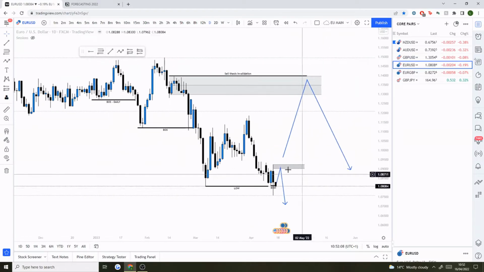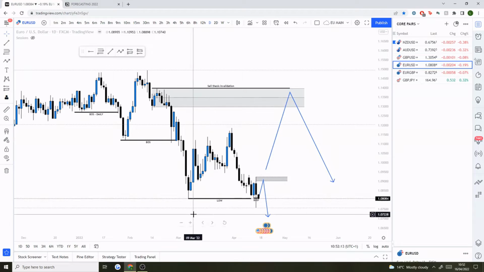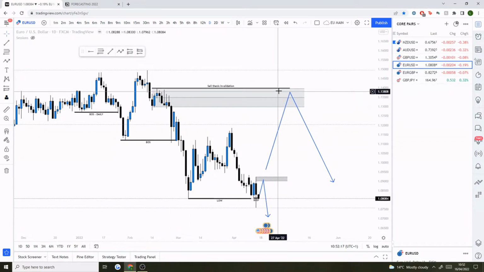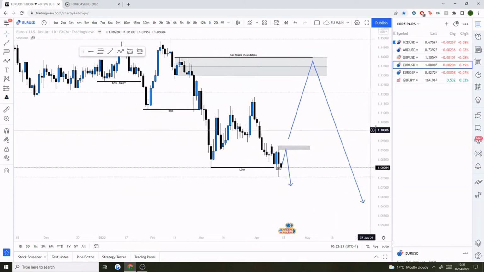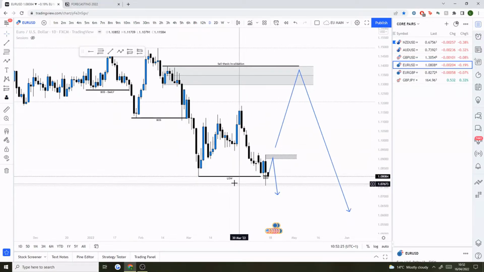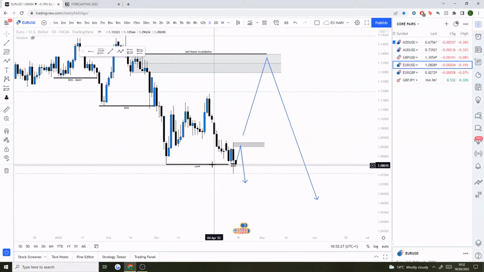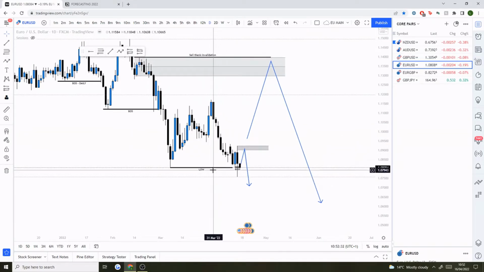Now, within the daily structure, if we do fail to get a body close below this low, then I am going to expect price to come back up here to mitigate the order block here before then continuing down for that longer term bearish bias. That said, however, we are just so close to the low now that I don't feel comfortable saying that we're not going to break it. We most likely are going to break the low now.